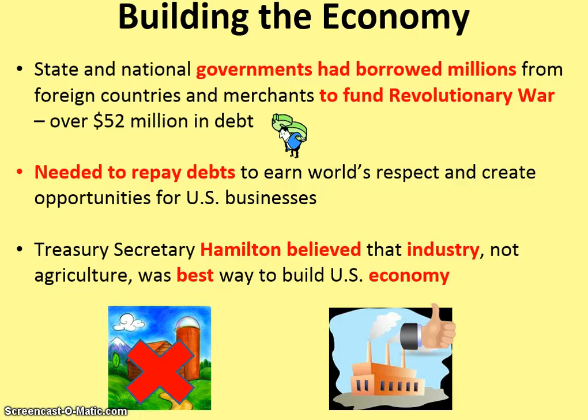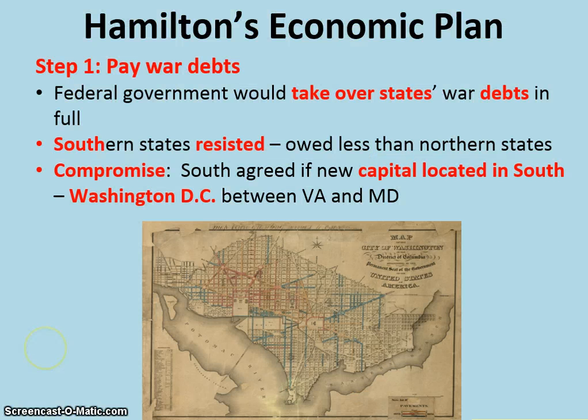And like we mentioned, the structure of the Articles of Confederation, with each state acting kind of like a little mini country, you had both state and national foreign debt. So the need to repay these debts was pretty important. The U.S. needed to earn the world's respect and justify itself as a reliable business partner for other countries to do business here. So Treasury Secretary Hamilton believed that industry, which means manufacturing and factories, and not agriculture, which is farming, would be the best way to build the U.S. economy. So he set about ways of increasing and building industry in the U.S. So his economic plan. Step 1 was to pay war debts.